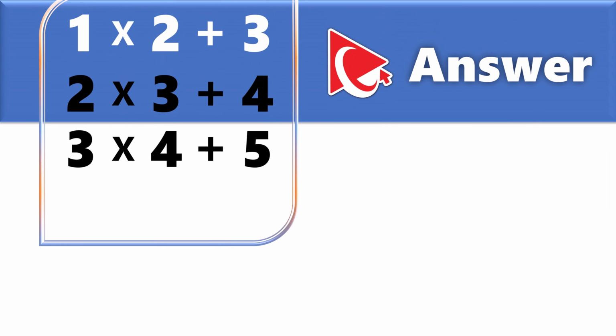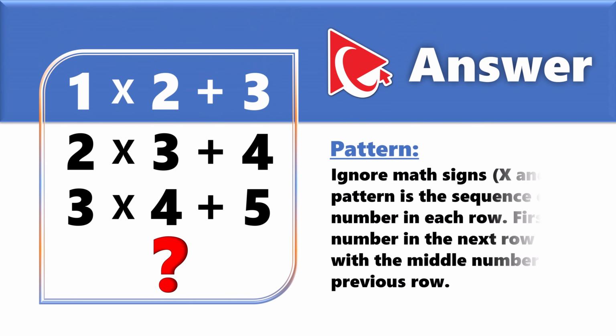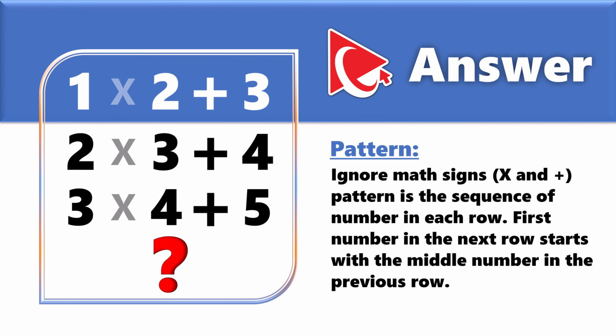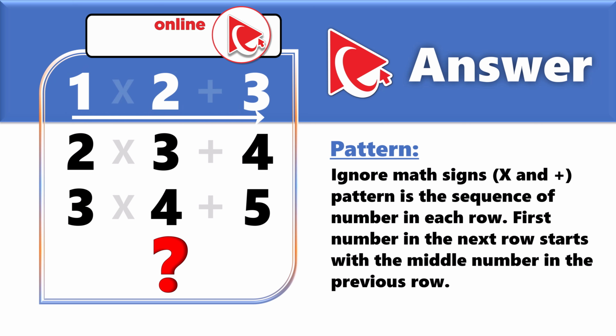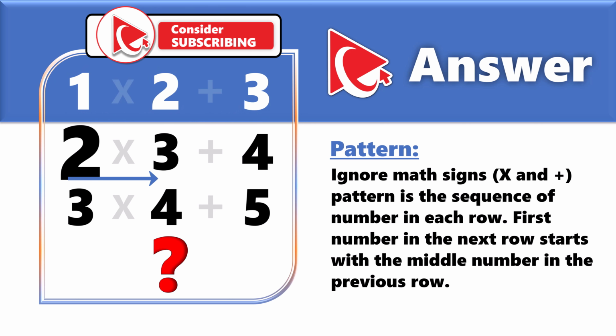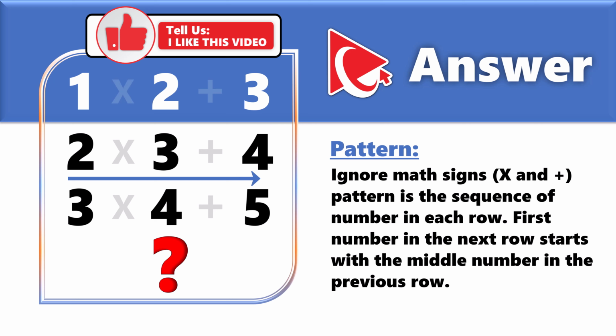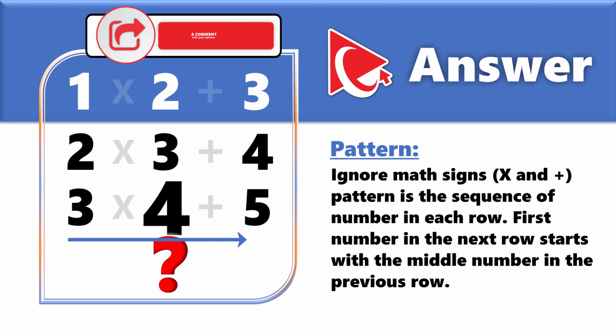The way I see the answer is that we need to ignore the math signs, multiplication and plus signs, and focus on the numbers themselves. Because the pattern here is actually the sequence of numbers in each row. For example, let's take a look at row 1. The numbers are 1, 2, 3. In the second row, the numbers are 2, 3, and 4. In the third row, the numbers are 3, 4, and 5.